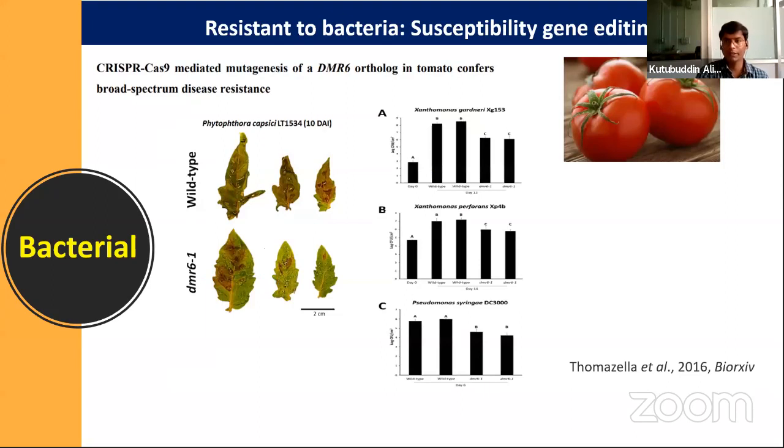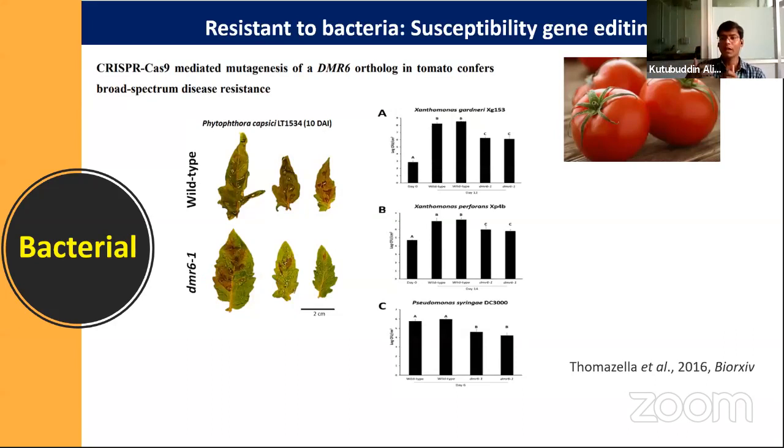Now if you see the example of tomato, this has not yet been published, but it is a preprint from bioRxiv. You see what they have found: DMR6, downy mildew resistance 6, is the ortholog gene present in tomato, and they have seen that when Pseudomonas syringae and other bacteria infect the tomato, this gene gets very highly expressed.